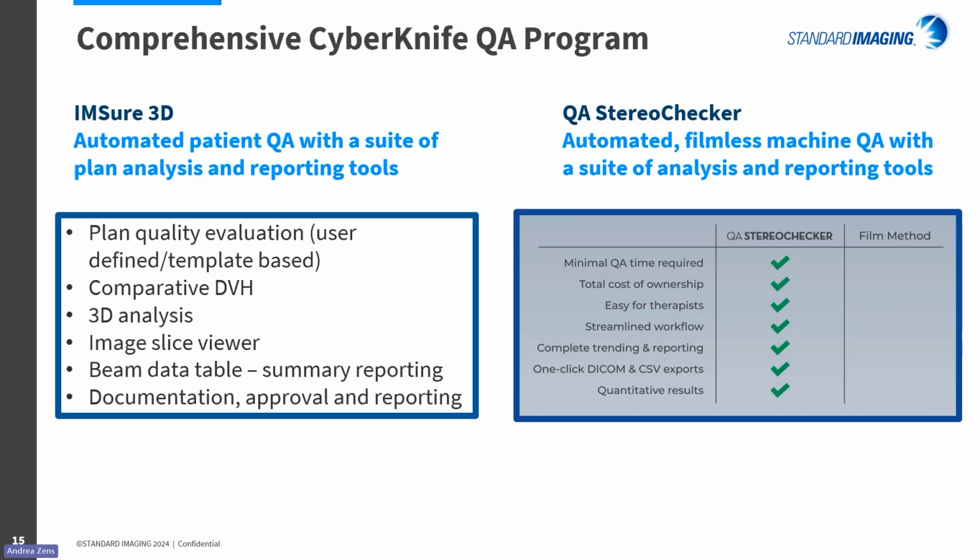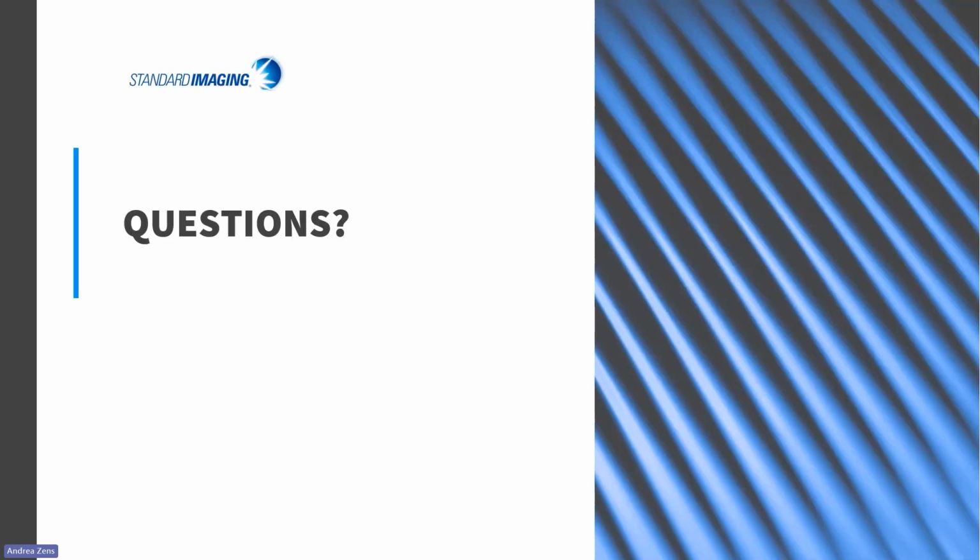IMSure 3D and QA StereoChecker are powerful analysis tools for the CyberKnife robotic radiosurgery system. Together, they provide comprehensive, automated quality assurance efficiency that is truly beneficial to clinicians caring for cancer patients. So that really does summarize my presentation for today. Short and sweet, but a lot of information.